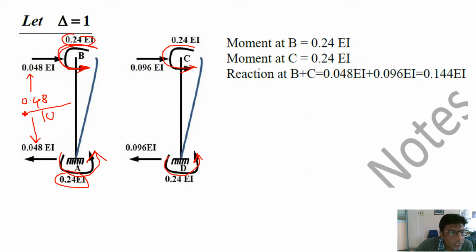Now since this answer is positive, positive means anti-clockwise. So the reaction couple will be clockwise. Clockwise means top towards right, bottom towards left. This is clockwise. Magnitude is 0.048.